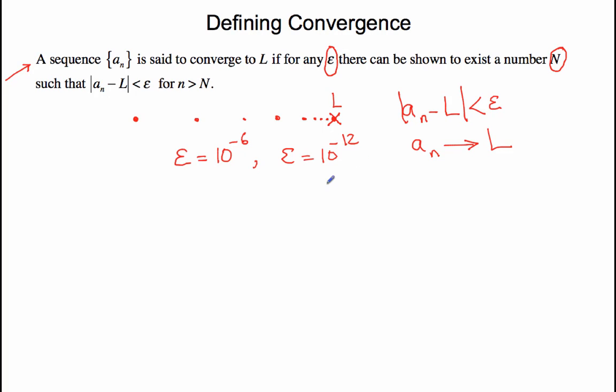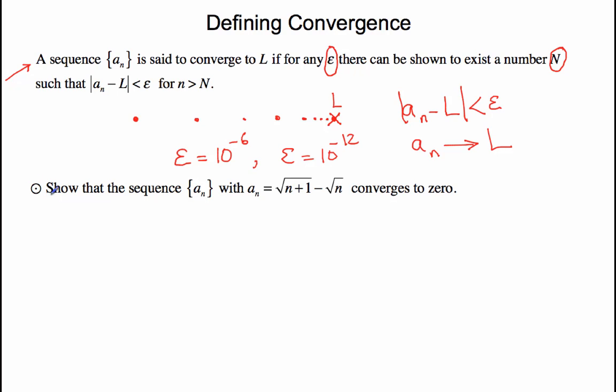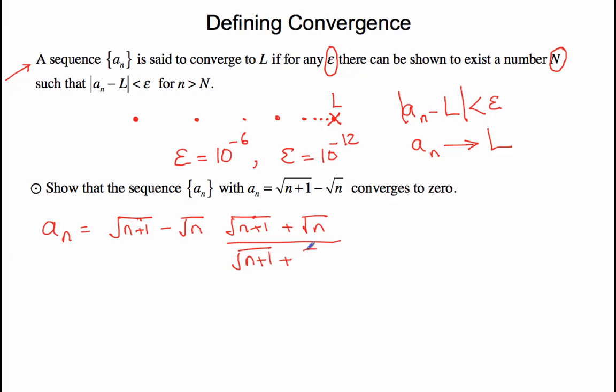Now let's use this definition of convergence to prove rigorously, mathematically, that this sequence, which is given over here, converges to 0. Now let's begin by writing an in a slightly different way. So I'm going to write this as square root of n plus 1 minus square root of n, and I'm going to multiply this by square root of n plus 1 plus square root of n divided by the same. So just multiplying and dividing by the same number.